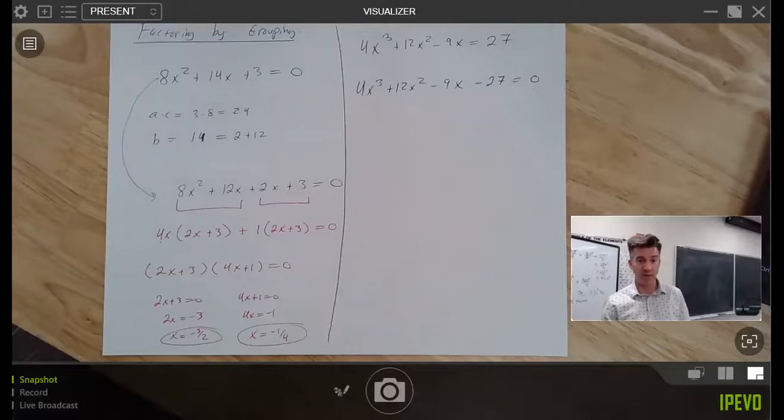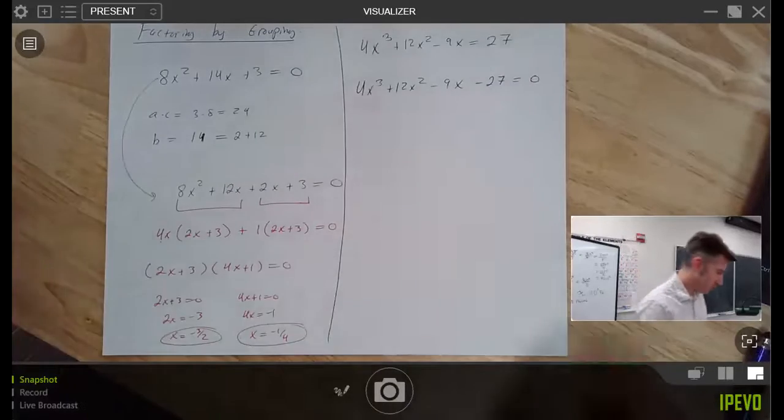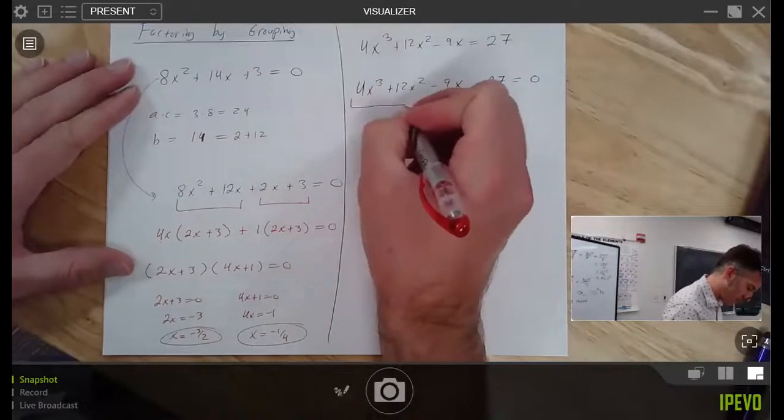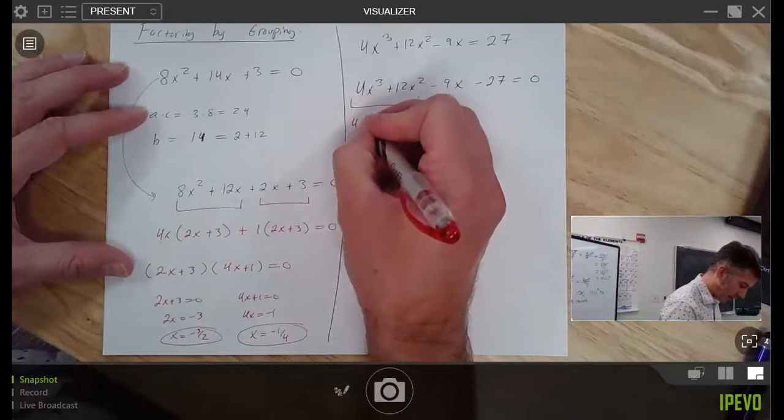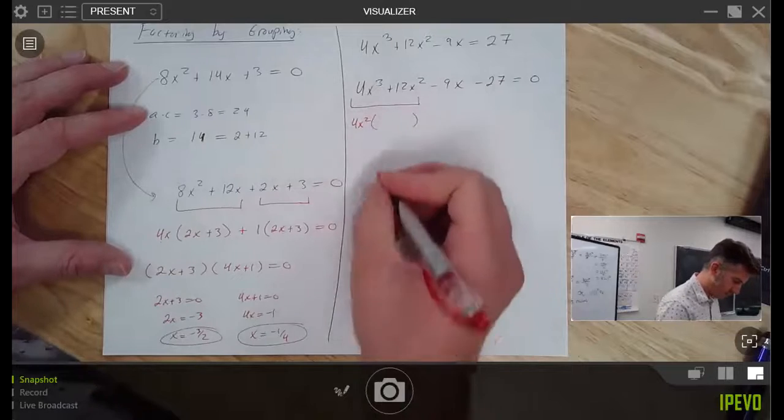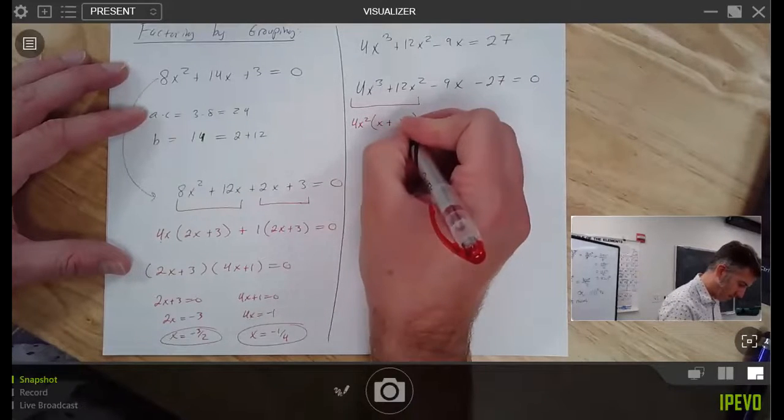This problem is about observing that, one, we have an even number of terms, which means we might, and might being the very, very key word here, we might be able to factor by grouping. So we're going to try it. So from the first two terms, I can see that there is a 4x squared as a greatest common factor, leaving an x plus 3.